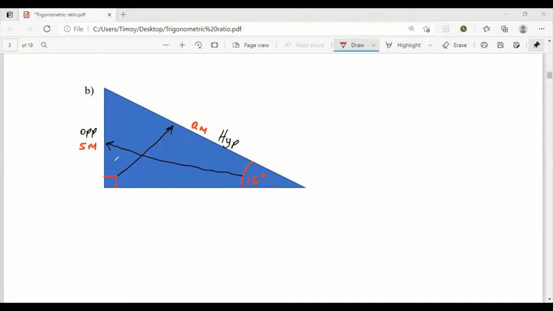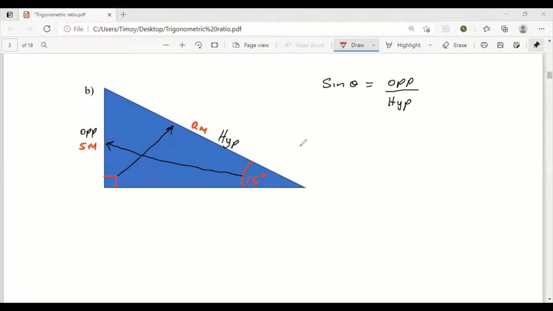Again, based on the information, the suitable ratio is going to be sine of an angle. We know by definition, sine of an angle, which is sine theta, is equal to the opposite length over the hypotenuse length.